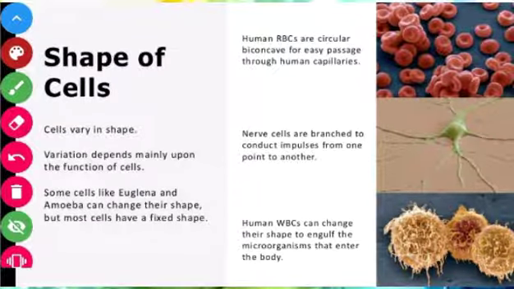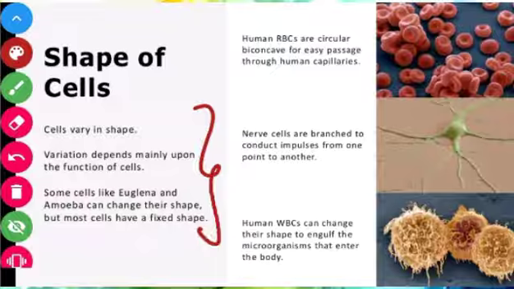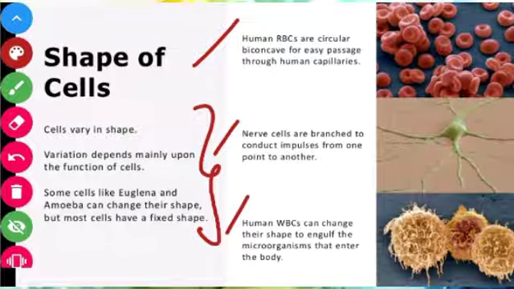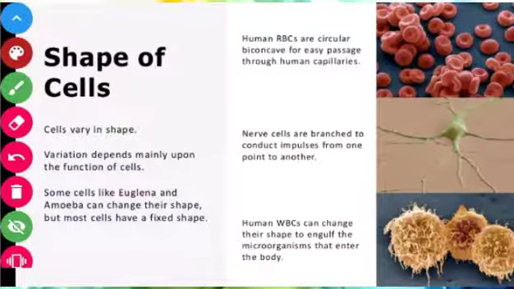I think you have understood these points, right? So let us move to the other points. Those are three examples of cells they have given: first is human RBC, second is nerve cell, and third is human white blood cells. Let us go to the first one, human RBCs. RBCs are also called red blood cells, and mainly called erythrocytes too.